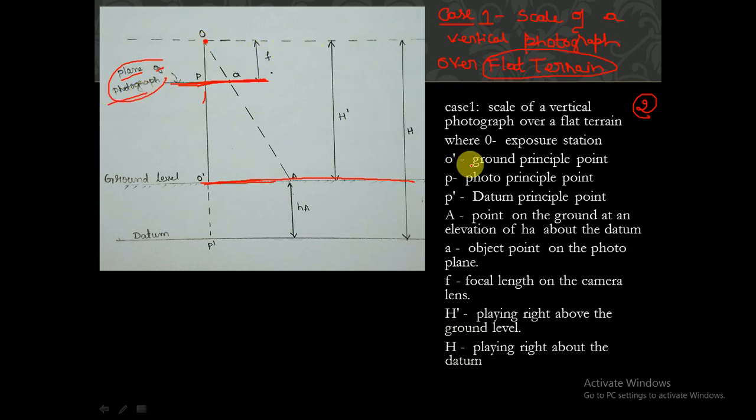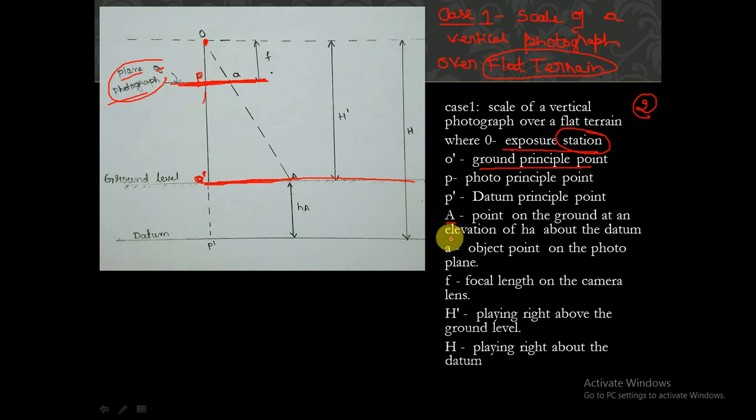All the abbreviations are given here. O is the exposure station, the station point, and O dash is the ground principal point. P is the photo principal point, the principal point of the photo, and O dash is the principal point of the ground. I told you the difference between the ground level and the plane of photograph. This image is going to form upon this plane, that is the plane of photograph.